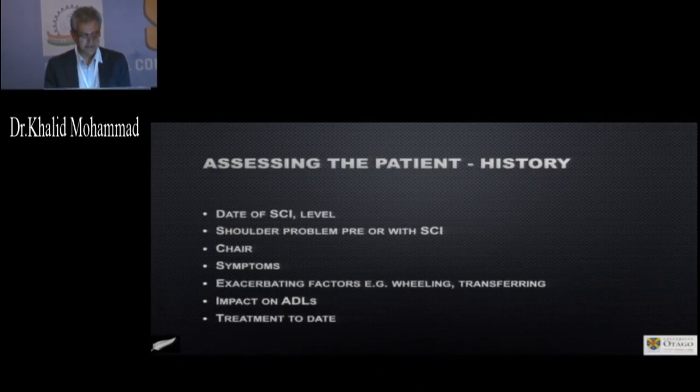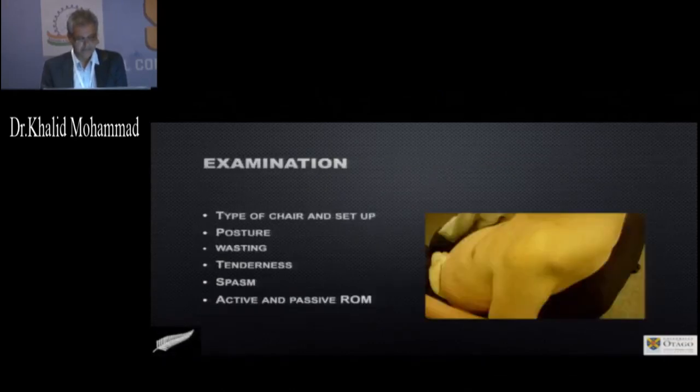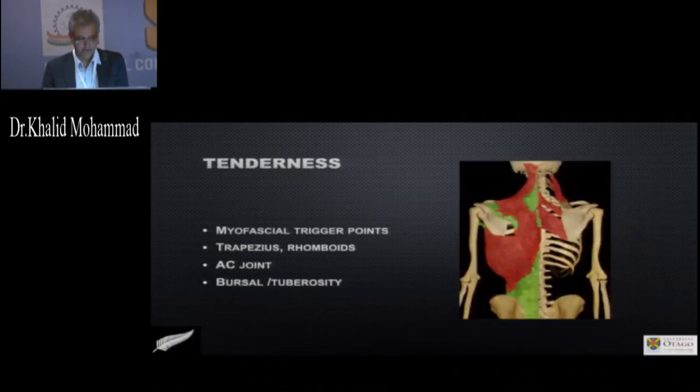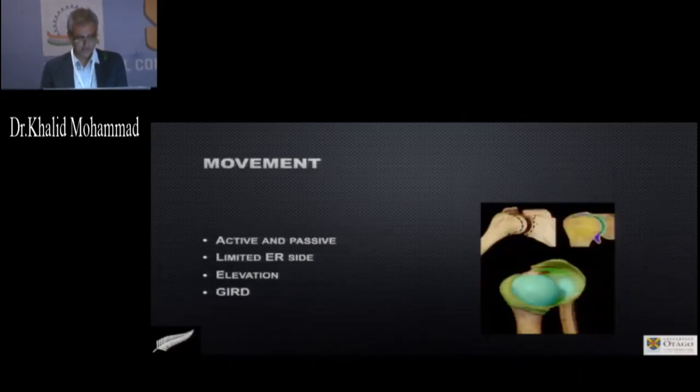So assessing the patient, we want to know about their spinal cord injury, any previous shoulder pathology, look at their wheelchair setup, their symptoms, the exacerbating factors, the impact on their activities of daily living, and their treatments to date. In the examination, once again, look at their wheelchair setup, posture, wasting, tenderness, spasm, and range of motion. And often these patients have myofascial trigger points around the trapezius and rhomboid. May have some AC joint tenderness as well, and as I say, a multifactorial cause of pain.